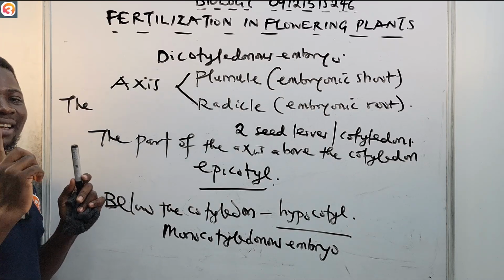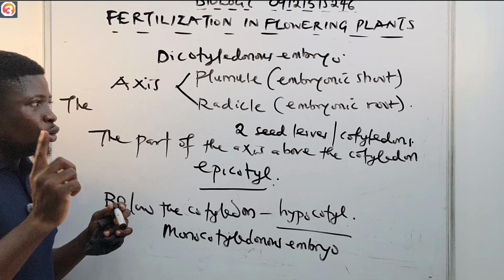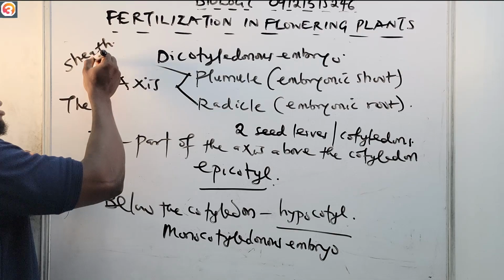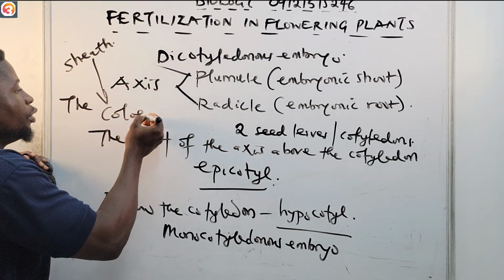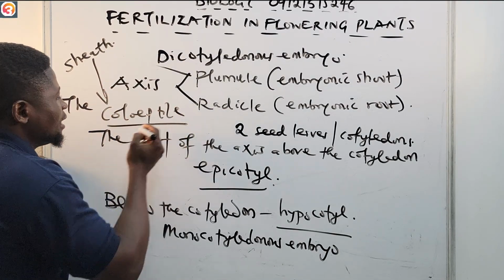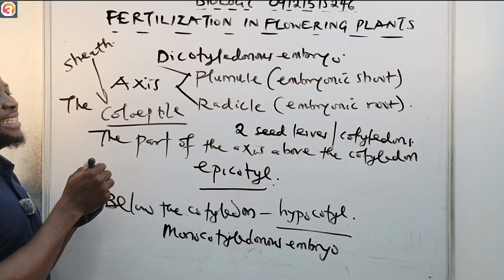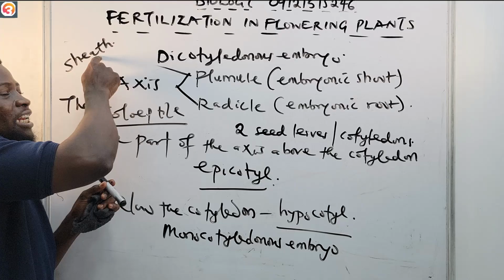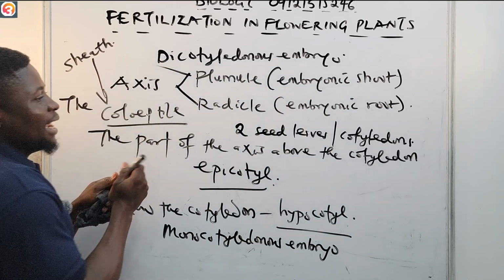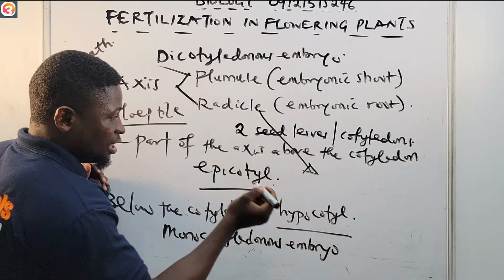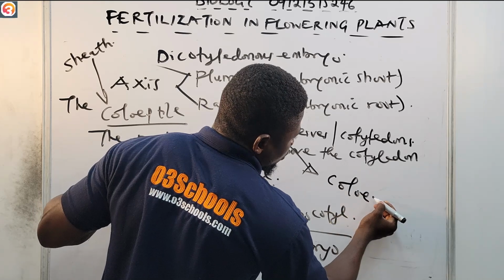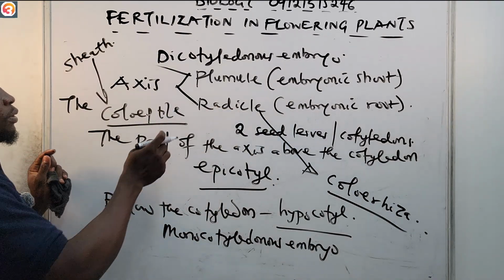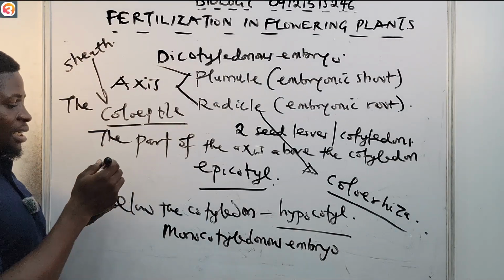The plumule is usually protected by a sheath that we call the coleoptile, while the radicle is also protected by a sheath, this time known as the coleorhiza. The coleorhiza protects the radicle, while the coleoptile protects the plumule.